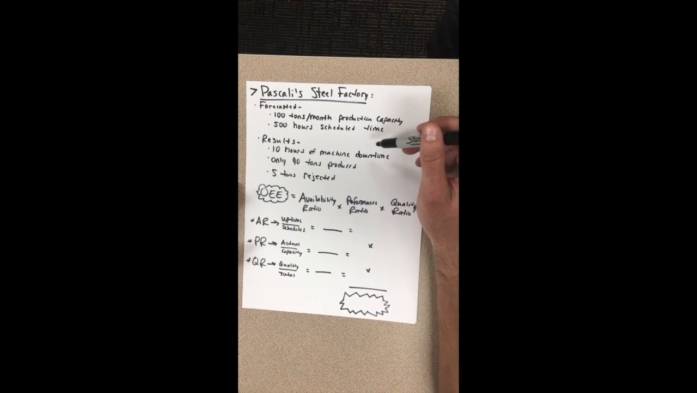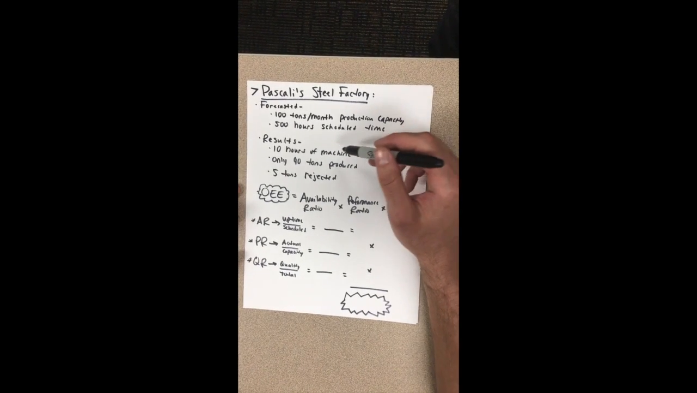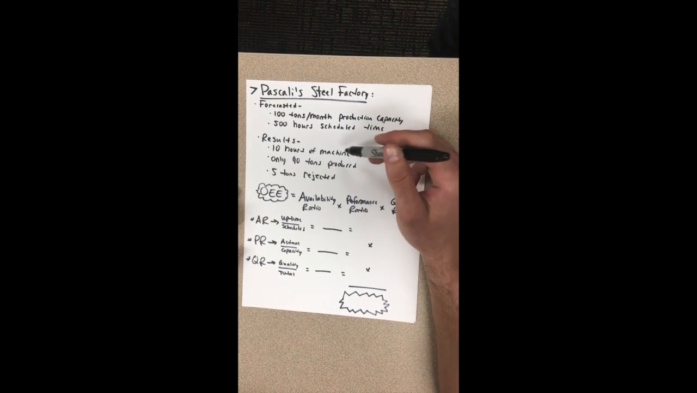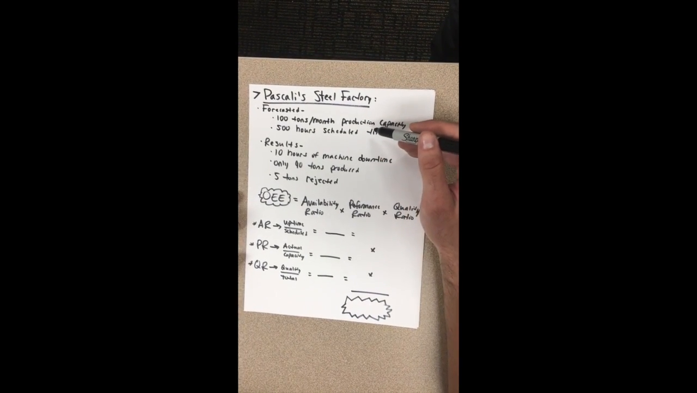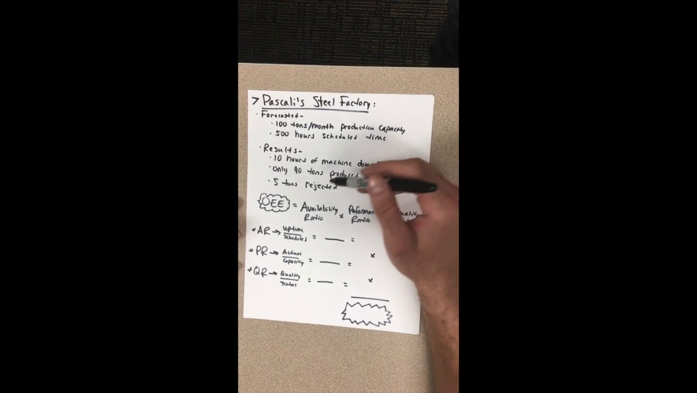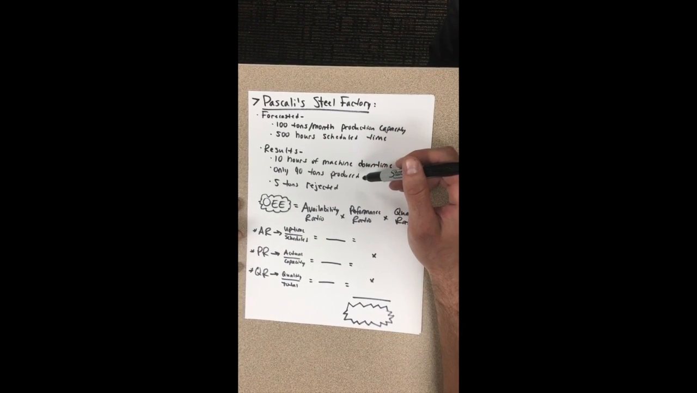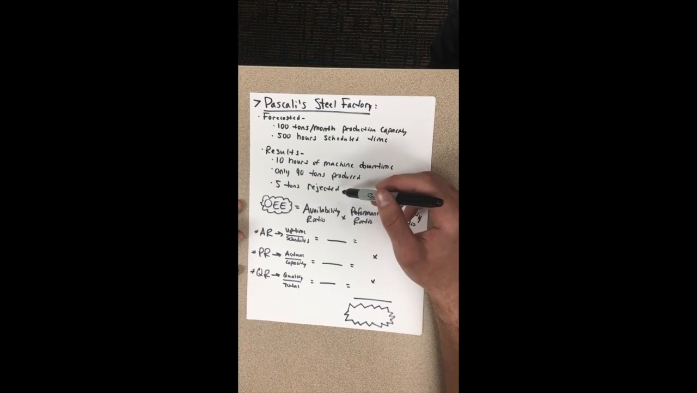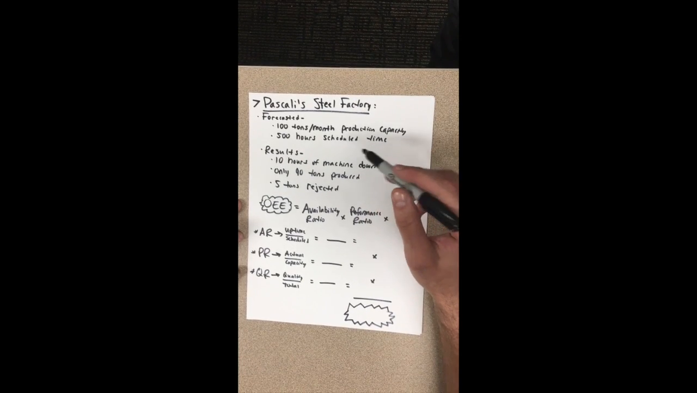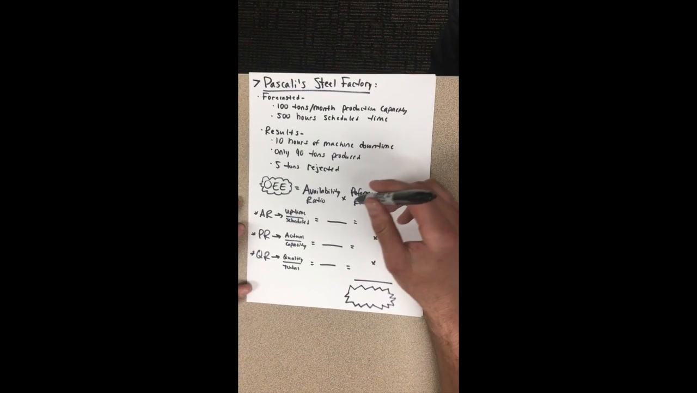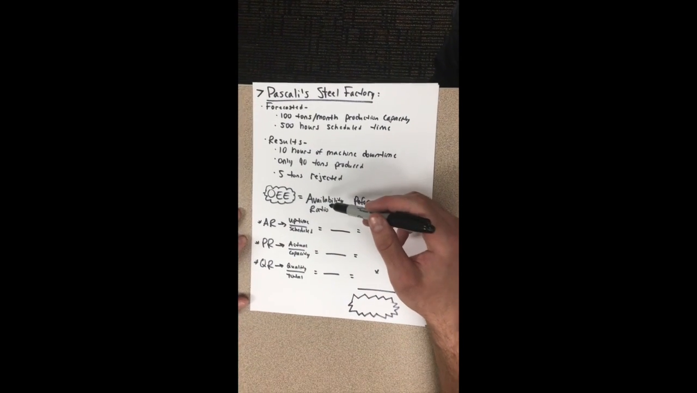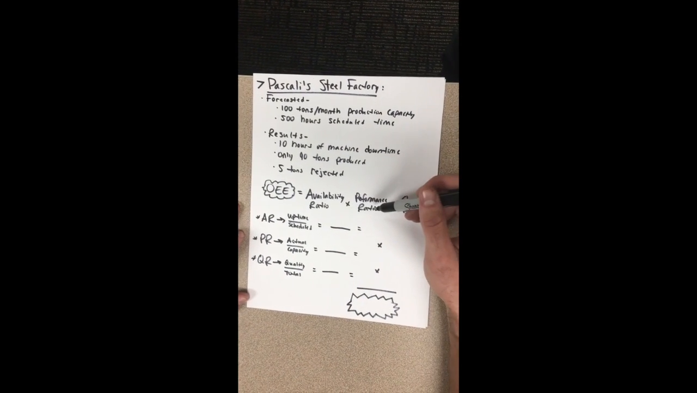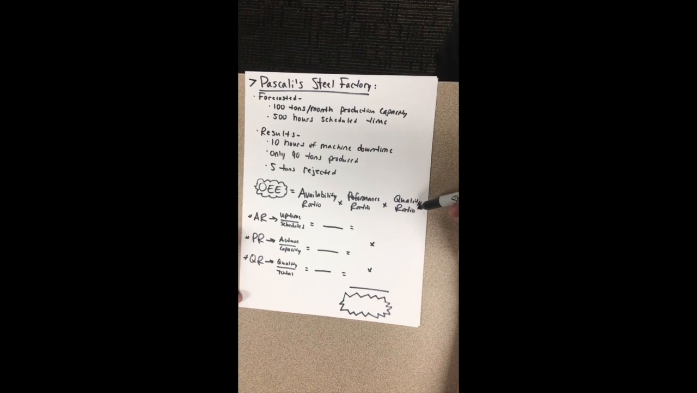10 hours of that 500 hours scheduled time was lost due to machine downtime, perhaps due to repairs or other errors. Of the 100 tons that we were forecasted to produce, only 90 tons were produced. And of those 90 tons, 5 tons were rejected because they were of poor quality. As we noted on the board, our overall equipment effectiveness ratio is going to calculate the availability ratio multiplied by the performance ratio multiplied by the quality ratio.